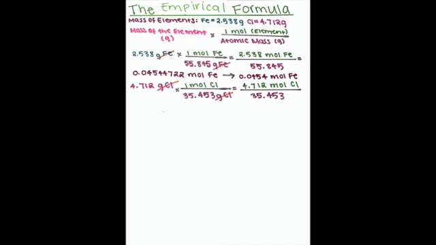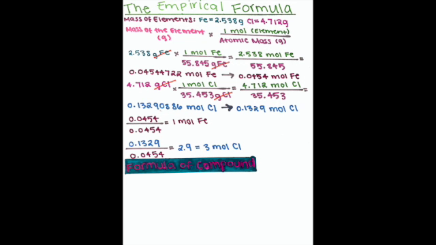So 0.0454 is going to be divided by 0.0454, giving us 1 mole of iron, and then 0.1329 is going to be divided by 0.0454, giving us 2.9, but we're going to round that up to 3 moles of chlorine. We have 1 mole of iron and 3 moles of chlorine, and this is going to help us write the formula of the compound.